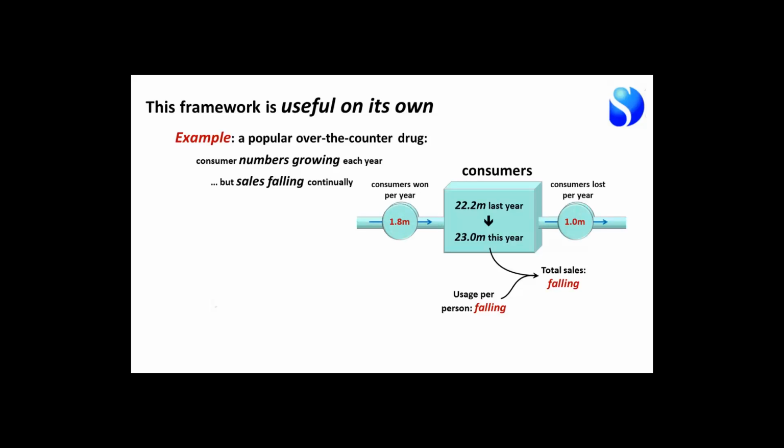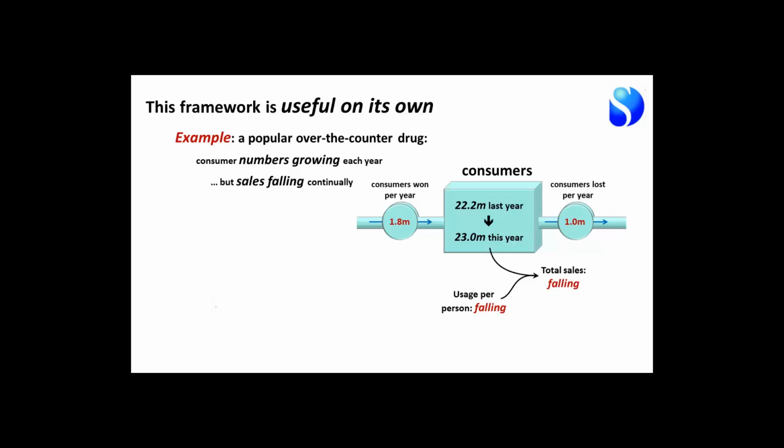Now, you can see that the number has increased from 22.2 million last year to 23 million this year, and you might think for a well-established popular product like this that there wouldn't be a very fast turnover rate of customers. This is about just under 5% of customers being lost each year at 1 million. Now, if it's gone up from 22.2 to 23 and you've lost 1 million, then you must have won 1.8 million. That's the only way those numbers reconcile.